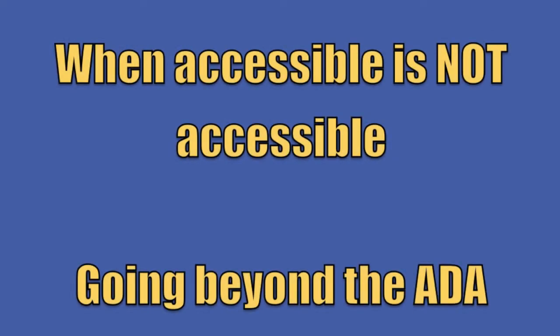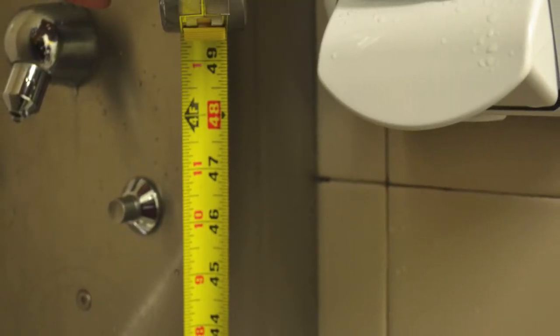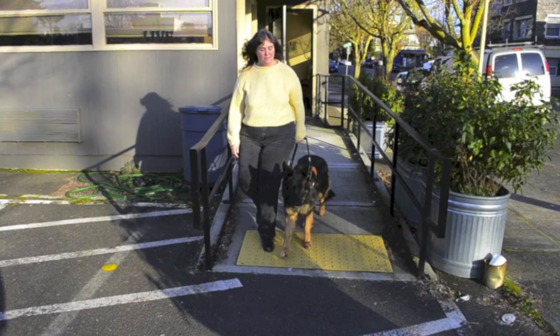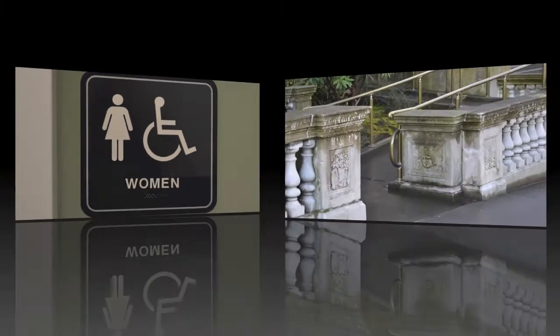When accessible is not accessible, going beyond the ADA. Follow all the code requirements of the current ADA standards for accessible design, and you will still fall short of meeting the accessibility needs of people with the wide range of disabilities that exist. Regulations are a good place to start.